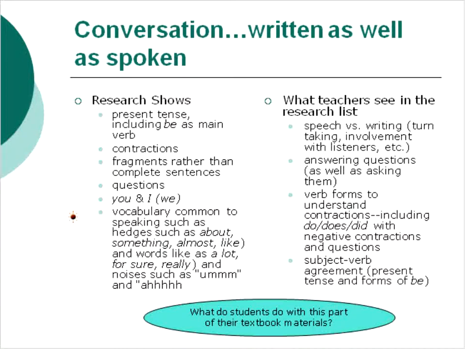When teachers look at that list, we start to see that there are a lot of things that lie behind it that you have to know to be able to do those things well. So there are the differences between speech and writing, and being able to understand how they differ. There are students who talk like books, or students who write like this conversation, and don't understand how the two are different and where to use them properly. Answering questions, the verb forms to understand contractions, needing to know those. There's also present tense. You have to be able to handle subject-verb agreement.